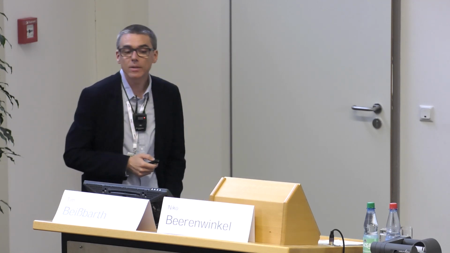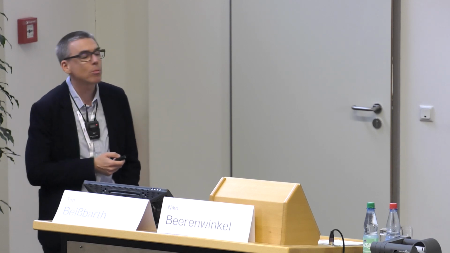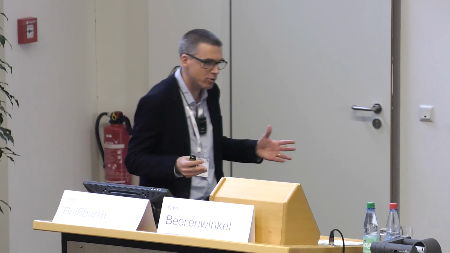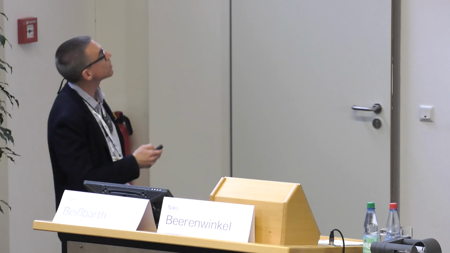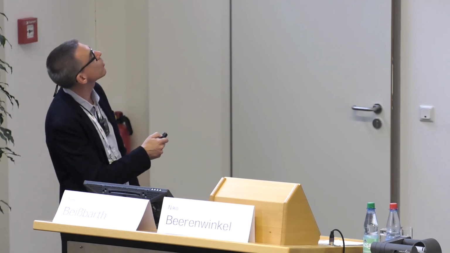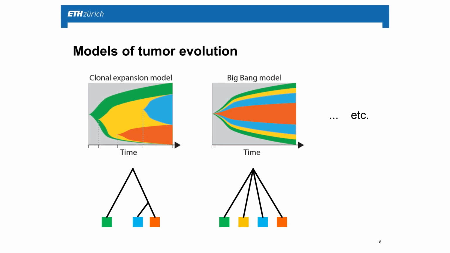So let me continue by making a few remarks why this tumor phylogeny problem might be interesting. It's certainly interesting from an evolutionary biology point of view, but for this audience that might not be the best motivation. So the first thing is that we can distinguish different models of tumor evolution. There's a lot of discussion in the field of how this process works.